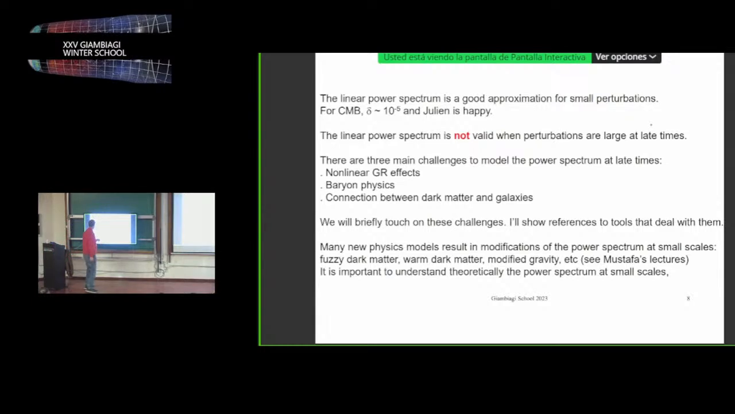Okay. So, right. And then this is something that Mustafa already said, and you also said, there are many new physics models that result in modifications of the power spectrum at small scales. Fuzzy dark matter, this stuff that Mustafa was telling, warm dark matter, modified gravity, etc. So Mustafa is covering all these things. And that's the reason why it is important to understand theoretically the power spectrum at small scales. And that's what I want to show you. How can we do this?